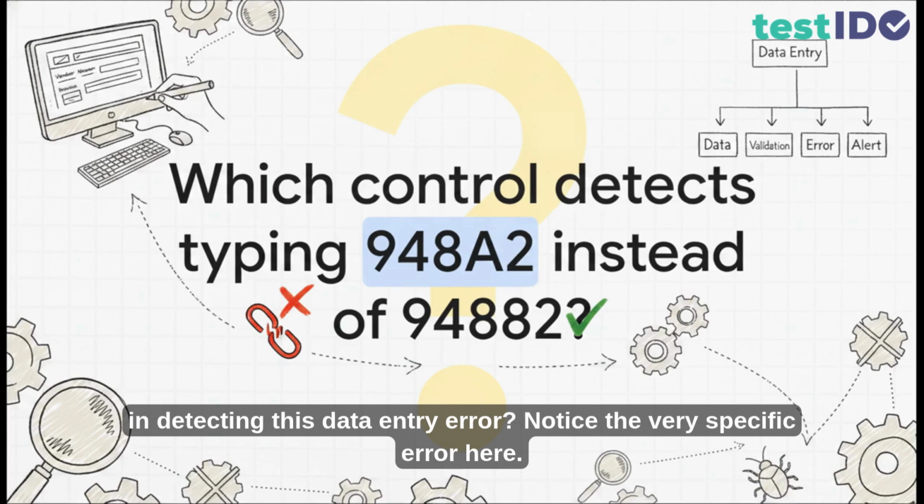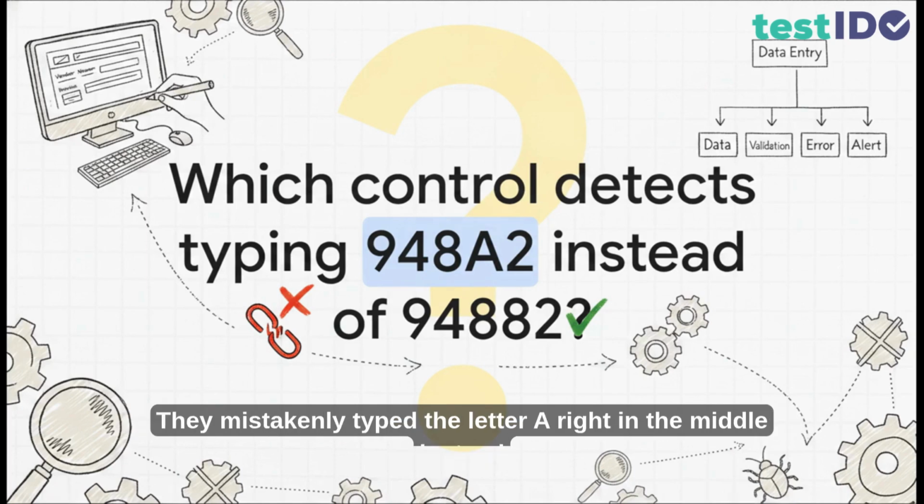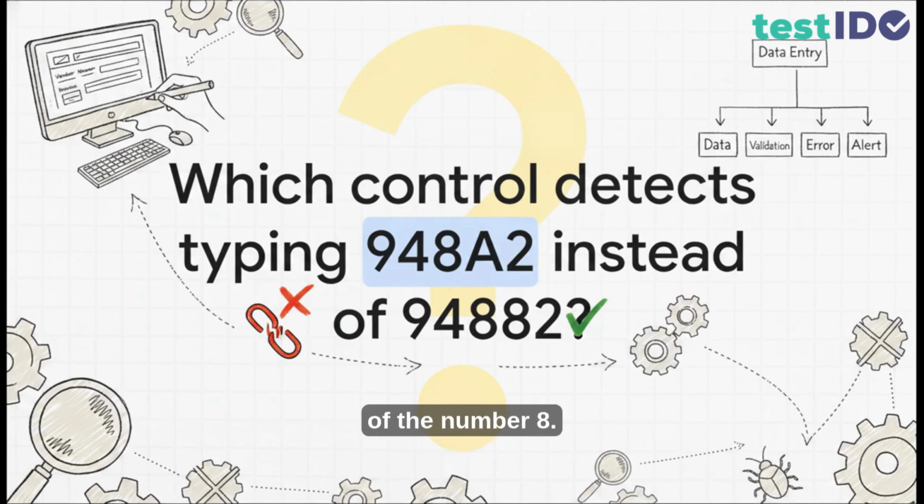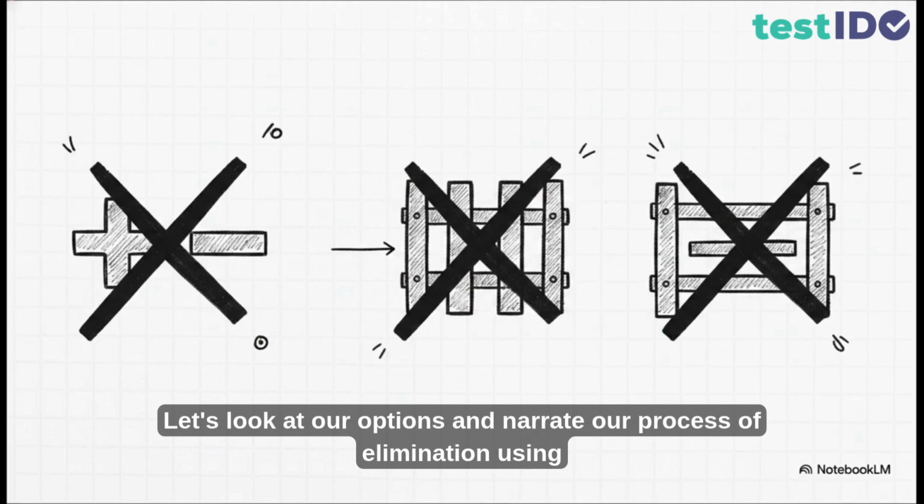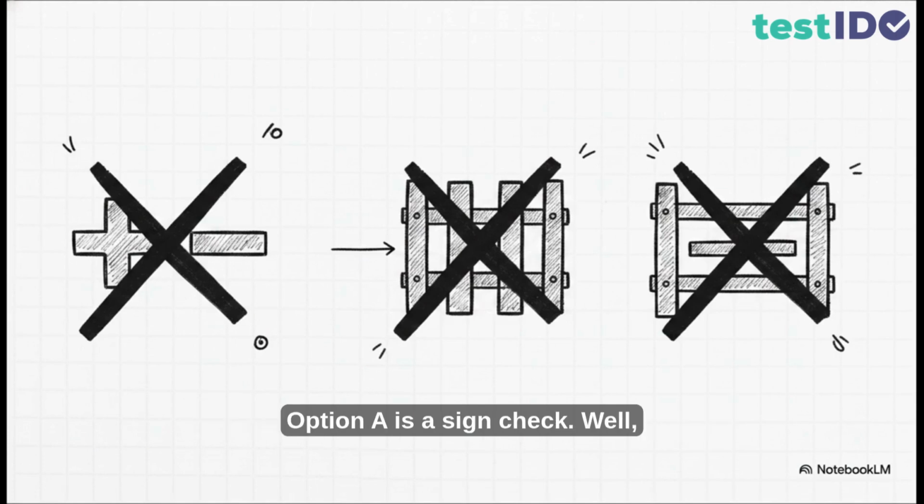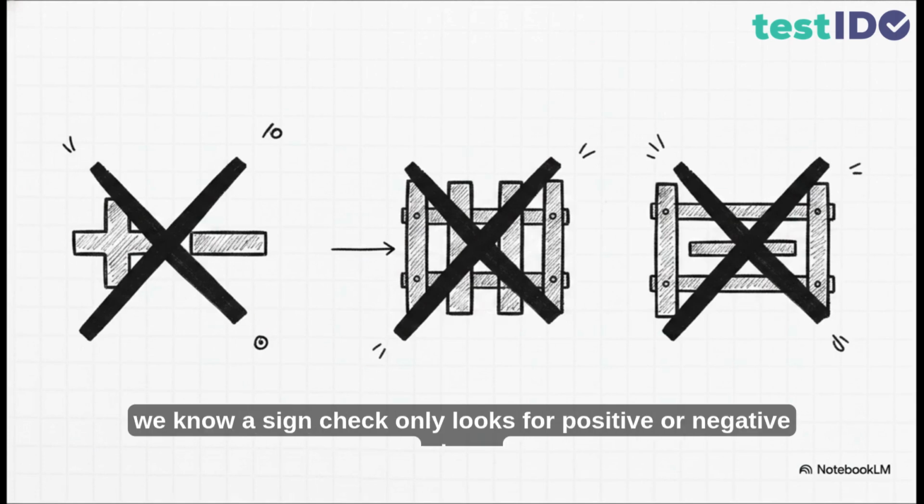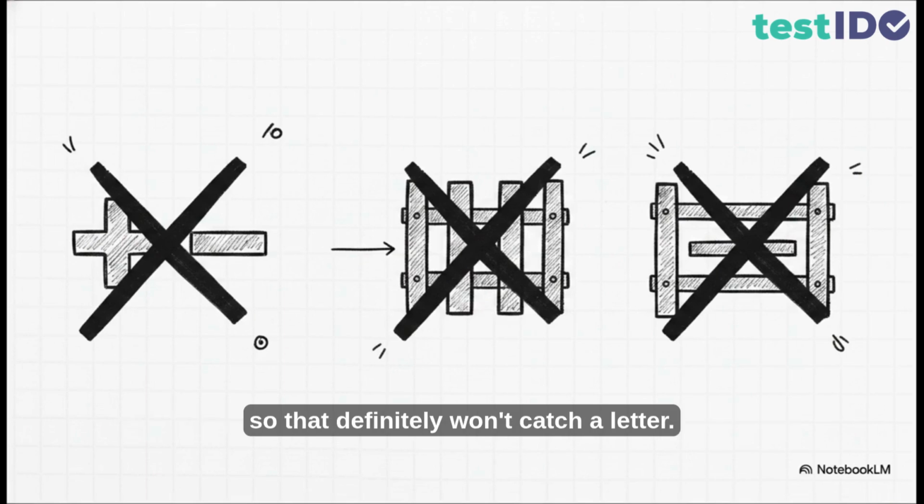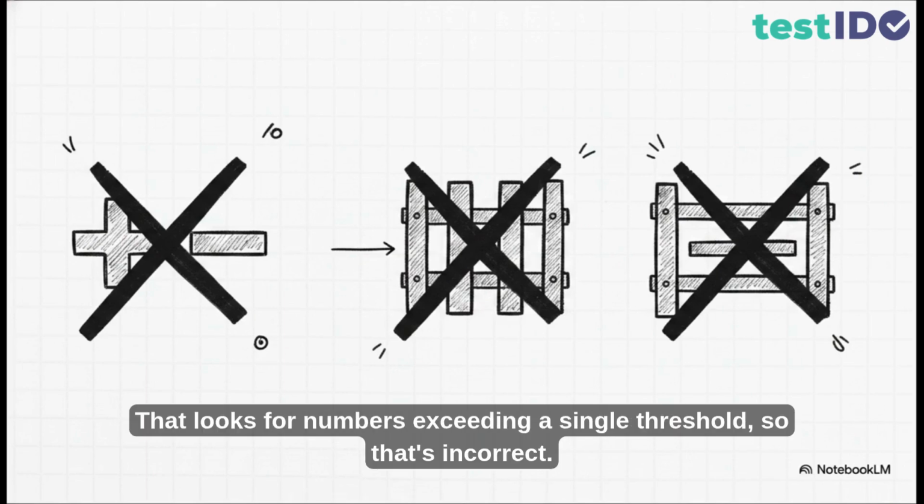Notice the very specific error here. They mistakenly typed the letter A right in the middle instead of the number 8. Let's look at our options and narrate our process of elimination using the exact definitions we just learned together. Option A is a sign check. Well, we know a sign check only looks for positive or negative signs, so that definitely won't catch a letter. Option B is a limit check. That looks for numbers exceeding a single threshold, so that's incorrect.